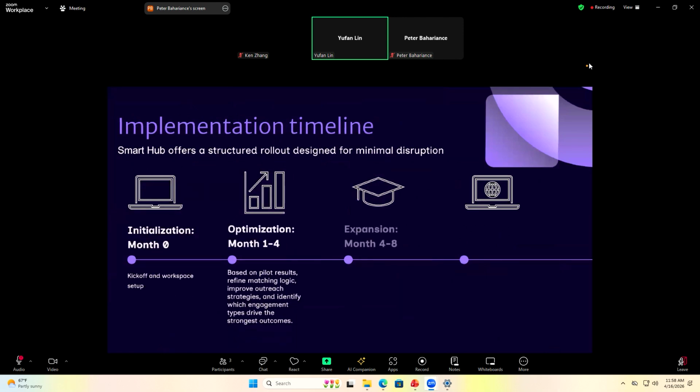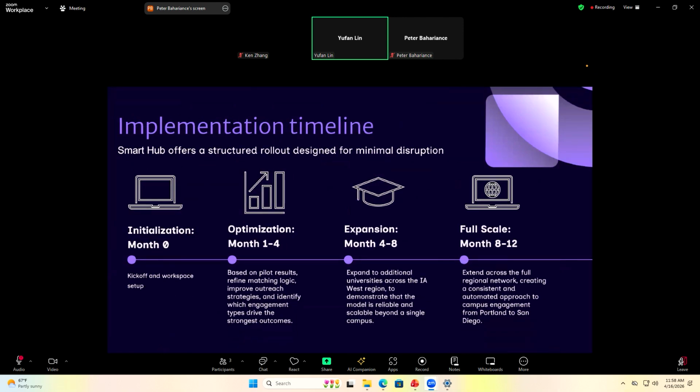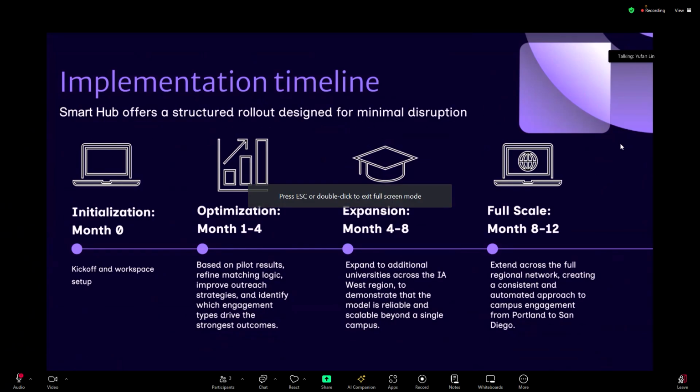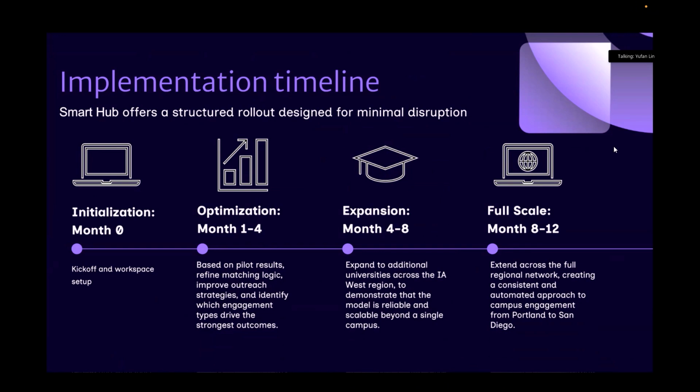So now that we went over our core features, I'm going to talk about our implementation pipeline. And so before we start, we're going to have a 12-month 3-phase rollout program. And before the 3 phases, we're going to start with our initialization, which is the kickoff and workspace setup. And it's going to make sure that we're just all aligned in our program goals and what we're going to go with this. So once we start, we have our optimization months 1 to 4.